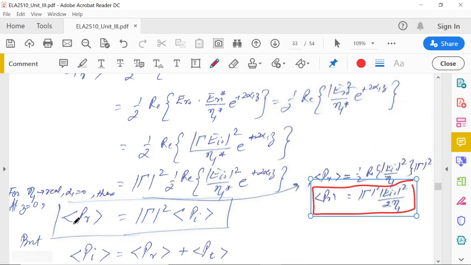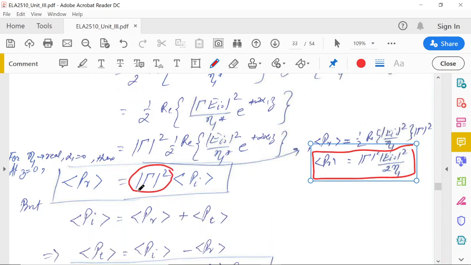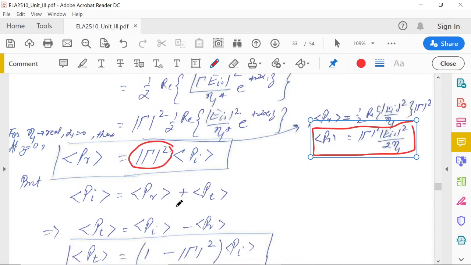So what you see is that the time average reflected power density is the square of the magnitude of this gamma multiplied with the incident power. So power is also reduced by a factor of the square of this gamma. The magnitude is multiplied with only gamma, whereas the power will be multiplied with gamma squared. So if you know the incident power, you can just find the reflected power by just multiplying with this factor.